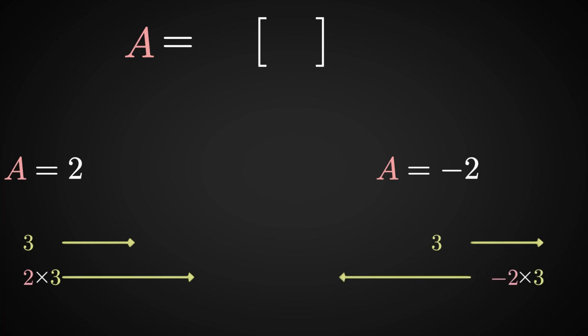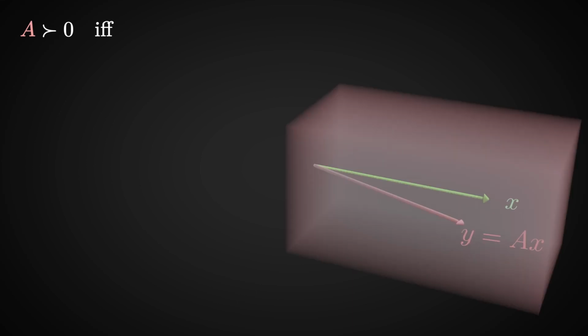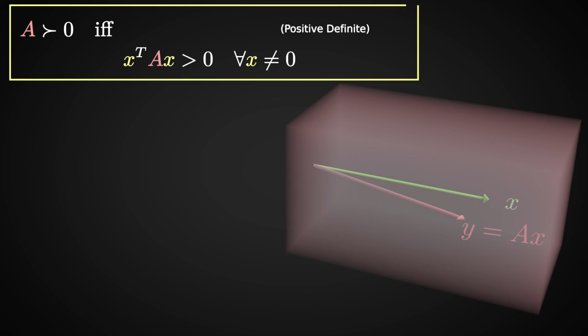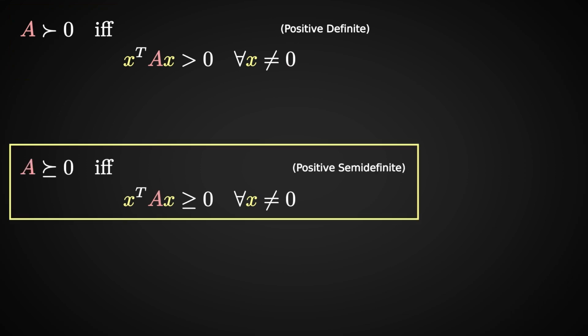So positive numbers, when you think of them as operators, are really the ones that keep their output on the same side as their input. With this in mind, we define a matrix A to be positive if for any non-zero vector x, the vector y that A outputs stays on the same side as x. In other words, the inner product between x and A times x should be positive. And to make it clear that we're talking about positivity for matrices and not numbers, we will call such a matrix positive definite. If the inner product between x and Ax is only non-negative, we call the matrix A in that case positive semi-definite.